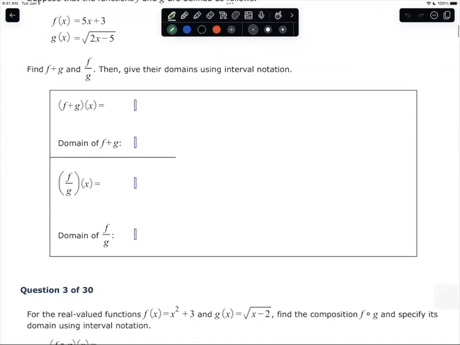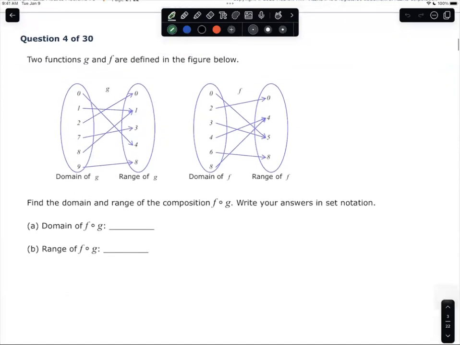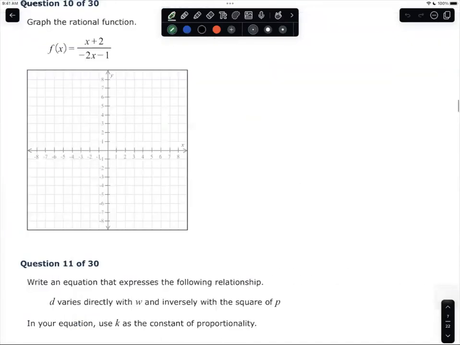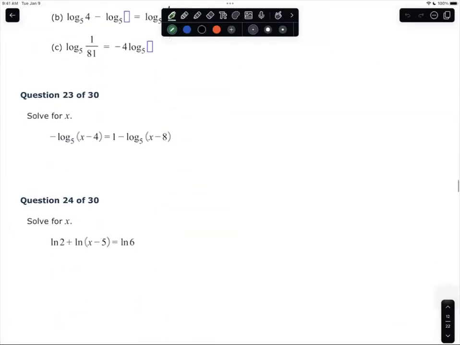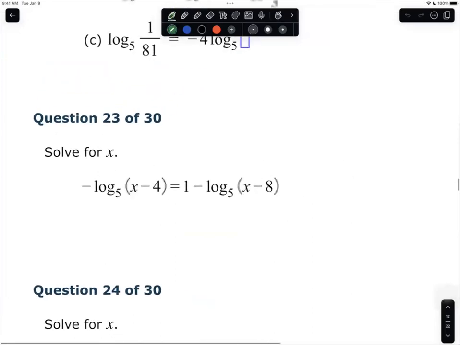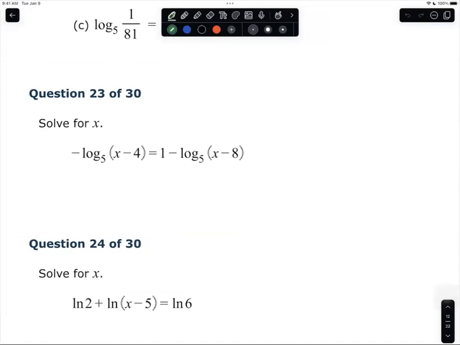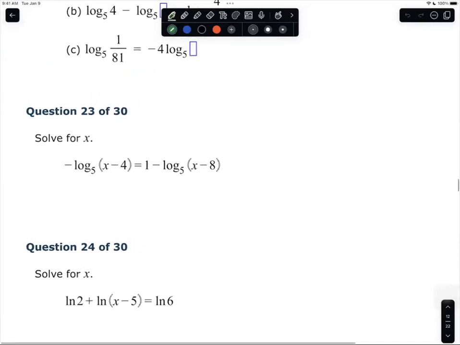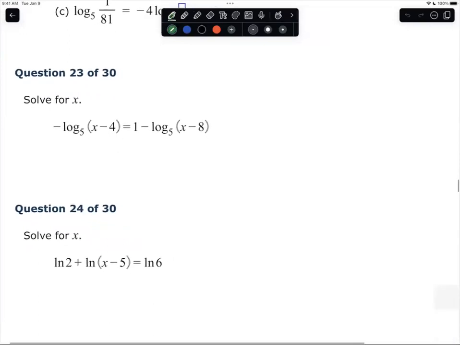So are there any problems that anybody would like to take a look at? Yeah, number 23. 23, okay. This is potentially one of the problems that could show up on the in-class portion of the exam as well. This is one of the things that overlaps with what we've done. So, yeah, this is a good problem.